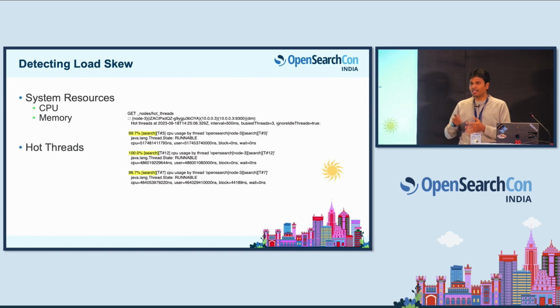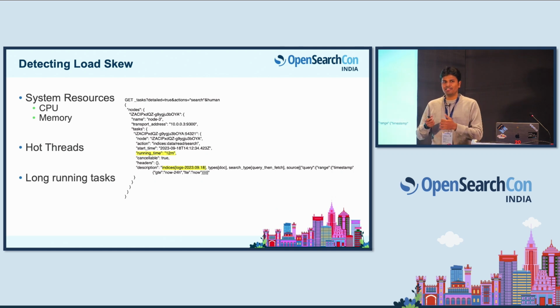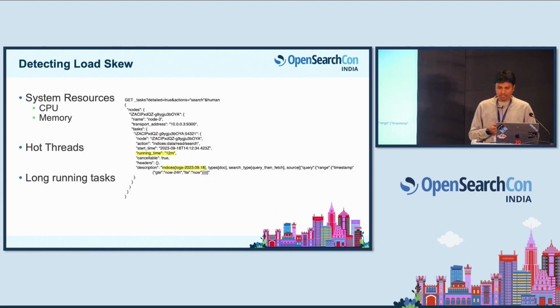Once you know certain nodes are running hot, then you can start profiling, use hot threads, use maybe a heap dump if need be, and see what exactly is taking up that extra resource on that node, right? The other API is the task API. If you have a long running search query or an indexing task, then it'll show how much time it has been taking, right? So if you have some skew, you will see that one of the nodes has many more pending tasks compared to others, right? So look out for these signals.